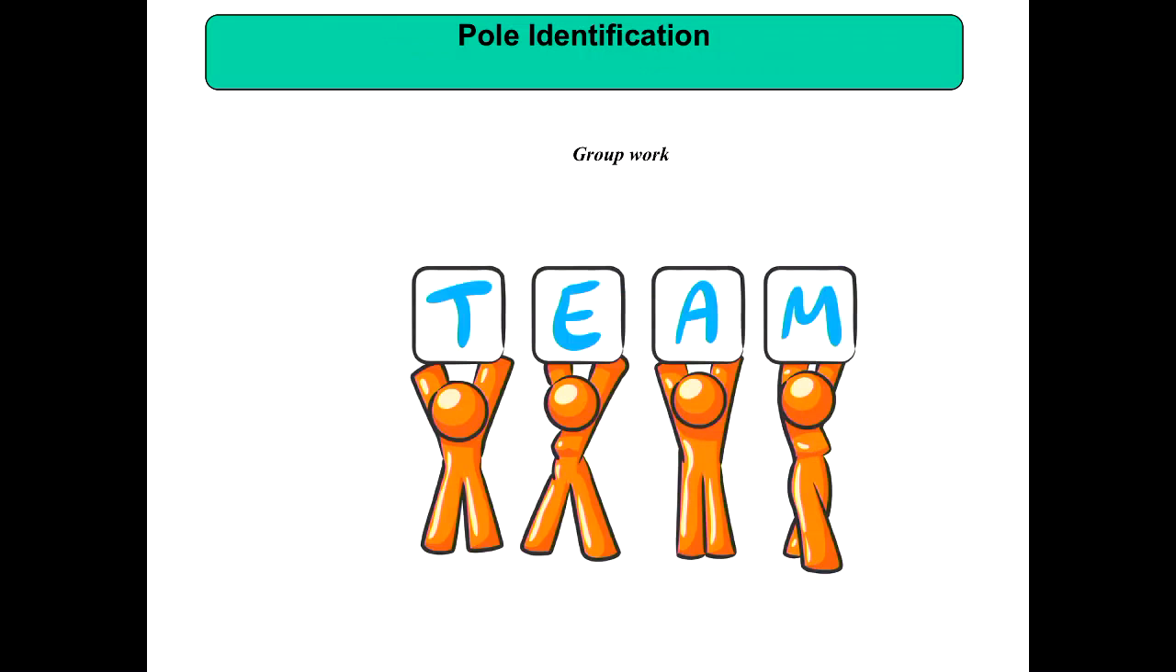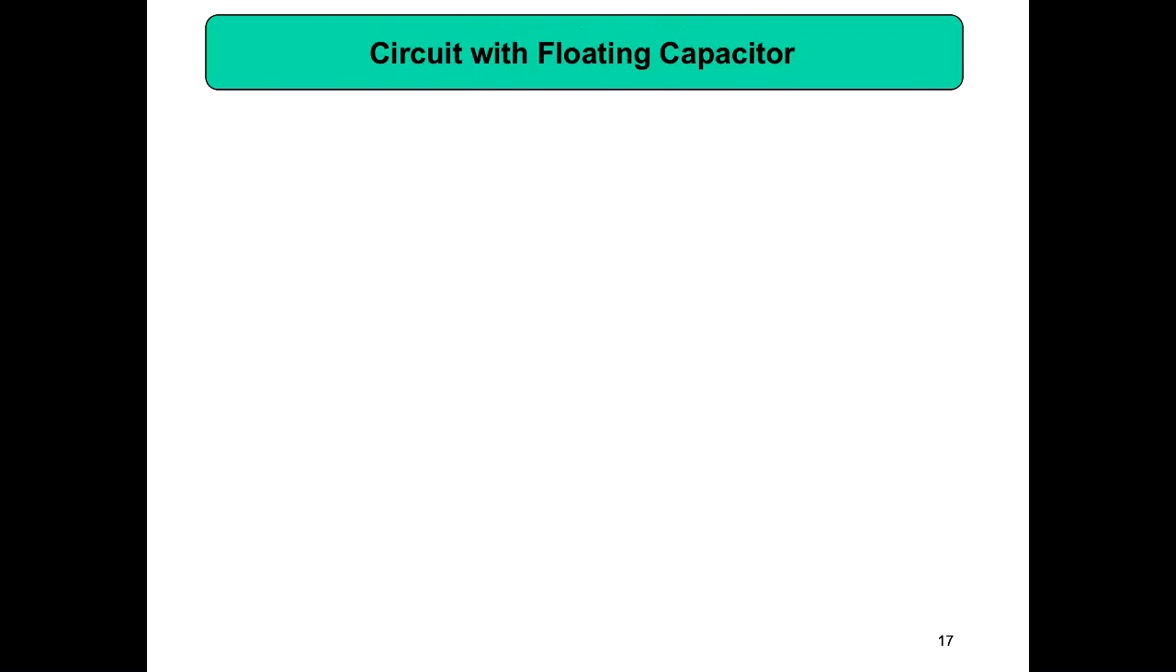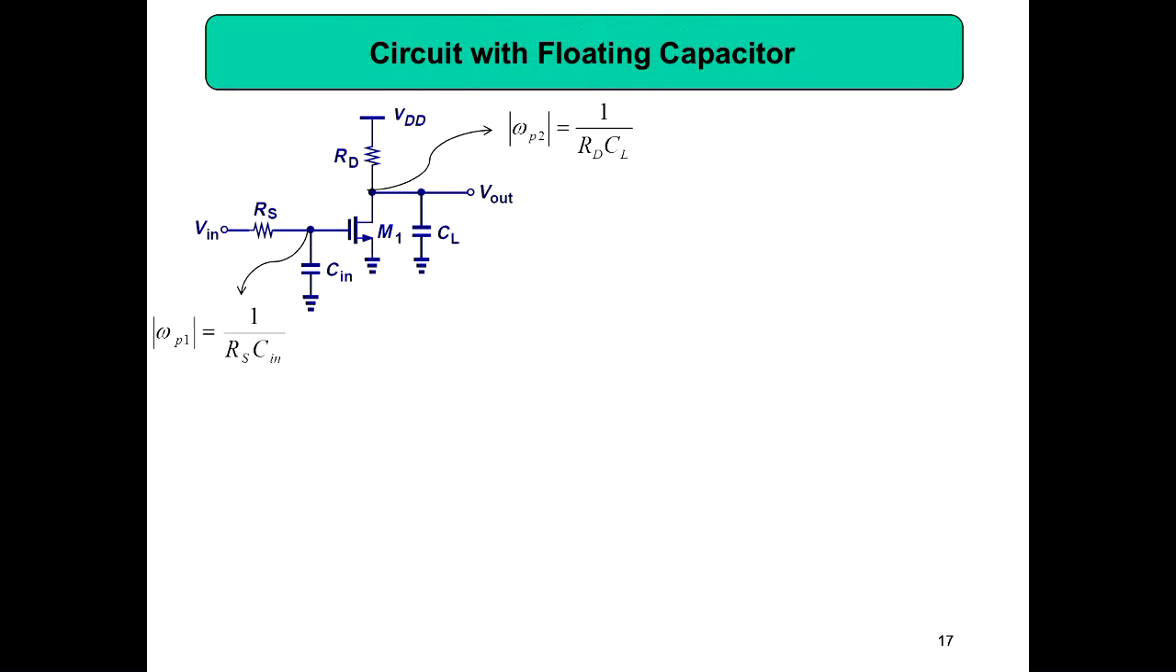So, pole identification example, a group work. We already identified the poles, which is easy. Now you know the meaning of identifying the pole. Why do you want to identify the pole? We don't identify the pole without any purpose, because once you identify it, in the frequency response we know that at that frequency the gain is decreasing.